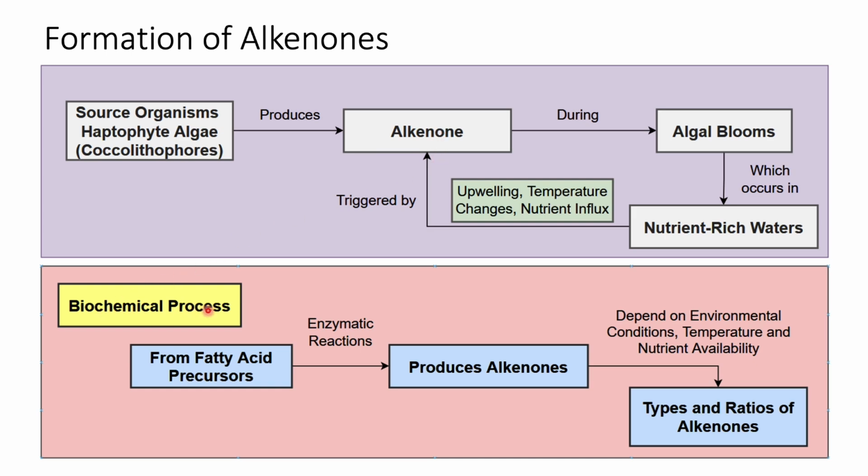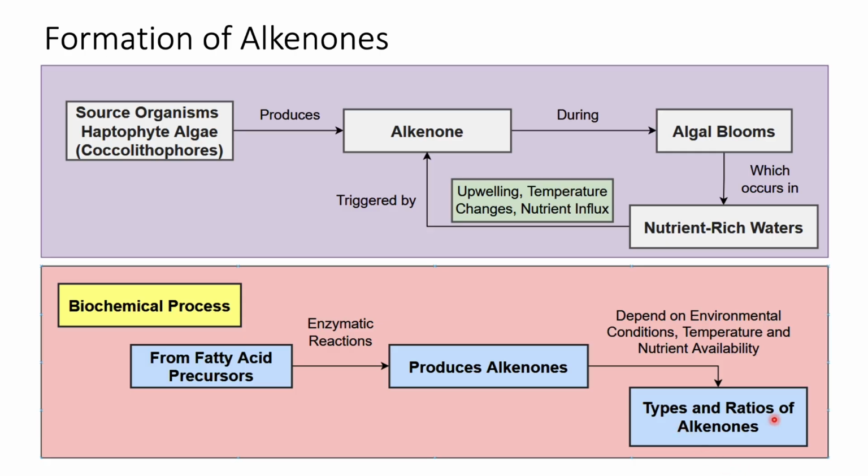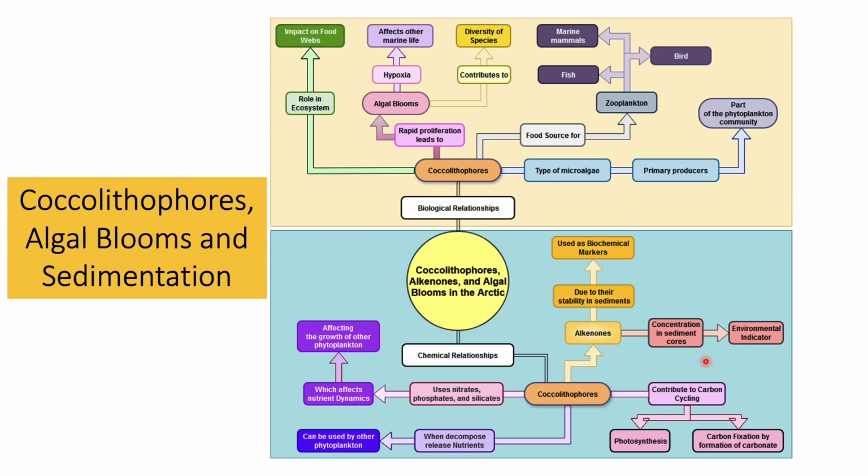And if you look at the biochemical process, from the fatty acid precursors there are certain enzymatic reactions that occur that produce alkenones. This basically depends on the environmental condition, temperature. So this is what we are correlating. When the temperature is right, more and more alkenones will be produced. That is how we try to correlate temperature with the production of the alkenone, which is seen later on. The types and ratios of the alkenones are dependent on the environmental conditions, temperature and nutrient availability. So this functions as a proxy for our studies.